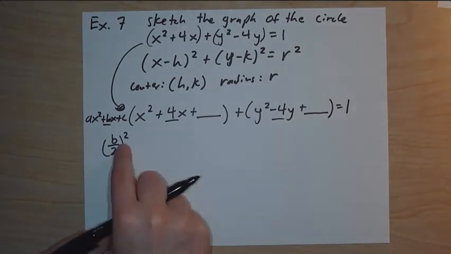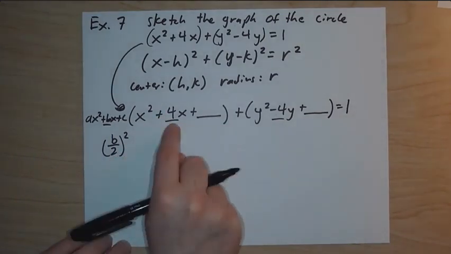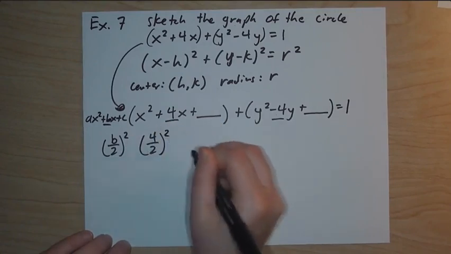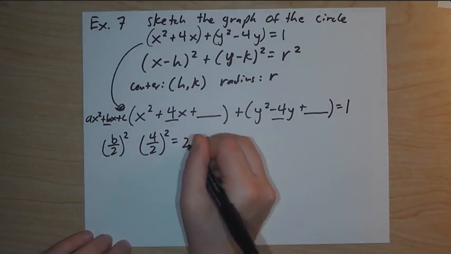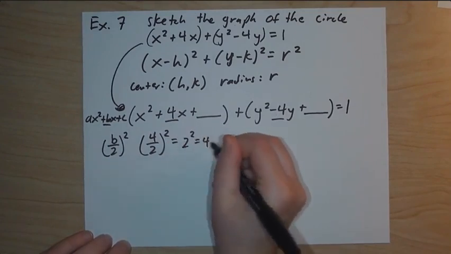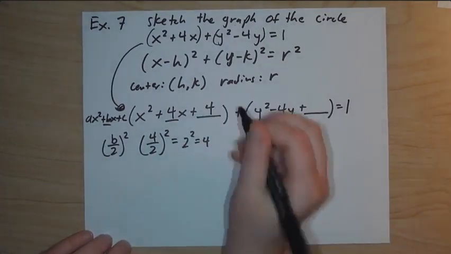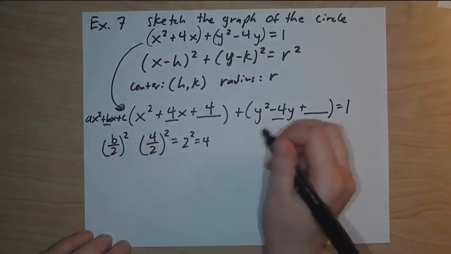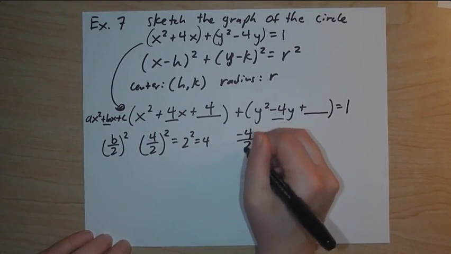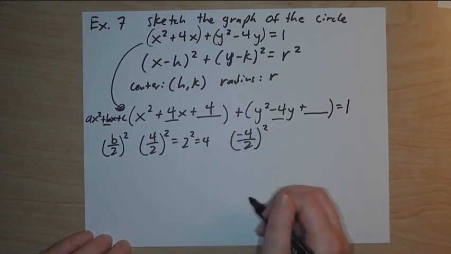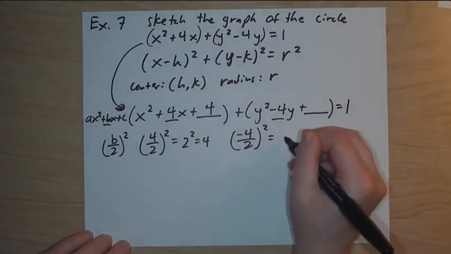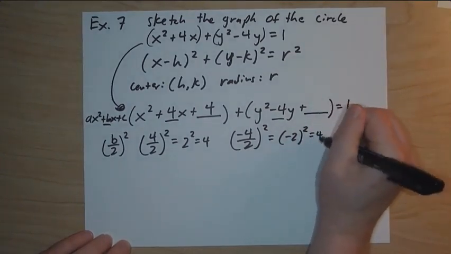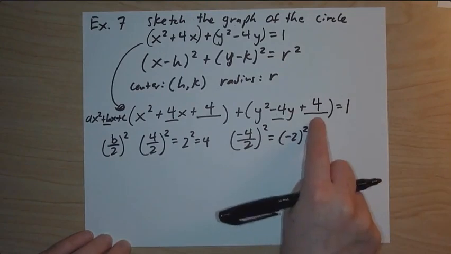So figuring out this number, (b divided by 2) squared, for our x polynomial that's going to be 4 divided by 2 squared. 4 divided by 2 is 2, 2 squared is 4, so this number here is 4. For our y polynomial, our b is negative 4, so we have negative 4 divided by 2 squared. Negative 4 divided by 2 is negative 2. Negative 2 squared is 4. So this number here is also 4.